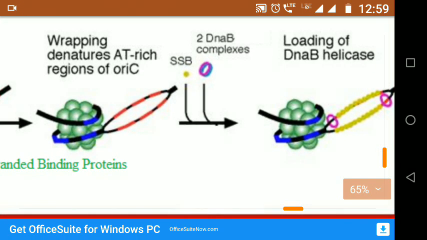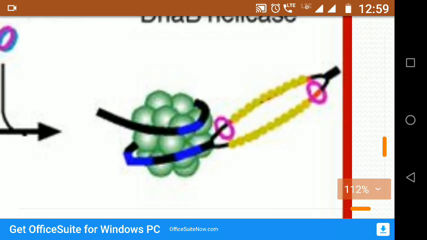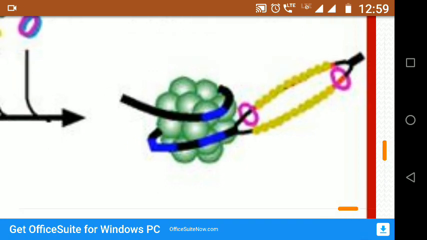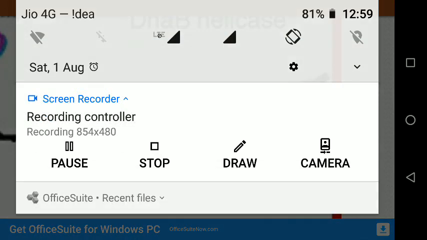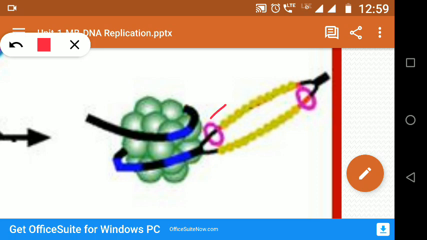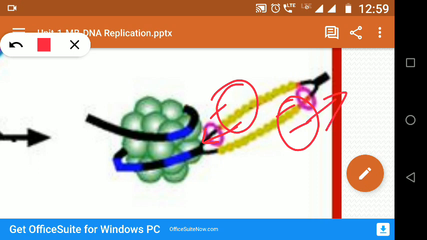So now, once these bidirectional two replication forks are formed, the RNA primase attaches to the replication forks at both regions, here and here. So this RNA primase synthesizes an RNA primer here and another RNA primer here. So now the DNA polymerase binds here and binds here. It will extend this way, this will extend this way. Okay, so this is the initiation.